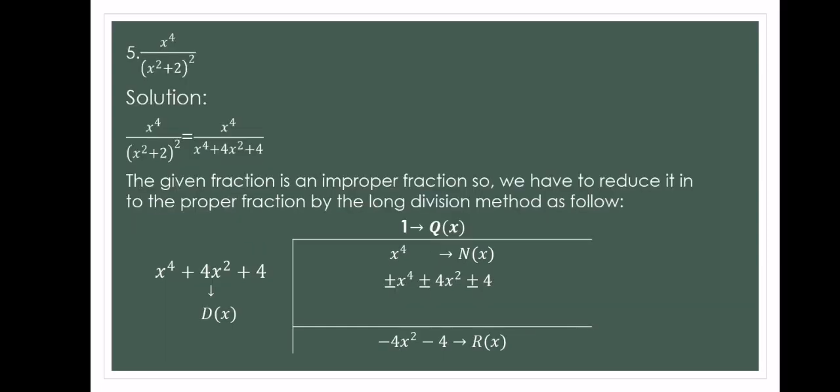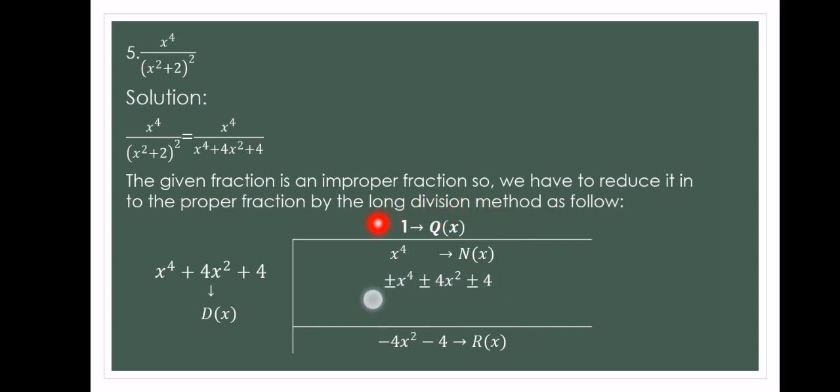Question number 5, as you can easily observe, the fraction given in question number 5 is the improper one. So first we are going to reduce it into the proper fraction, only then we will be able to do the partial fraction decomposition for it. For this we expand (x² + 2)² and get x⁴ divided by x⁴ + 4x² + 4. You know that the method to reduce the improper fraction into proper one is the long division method.